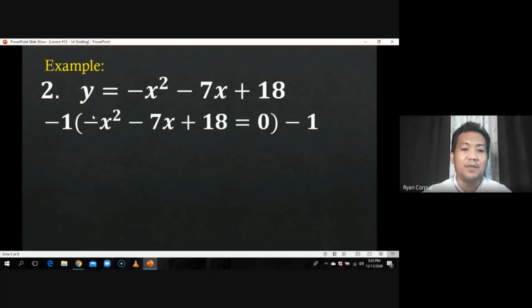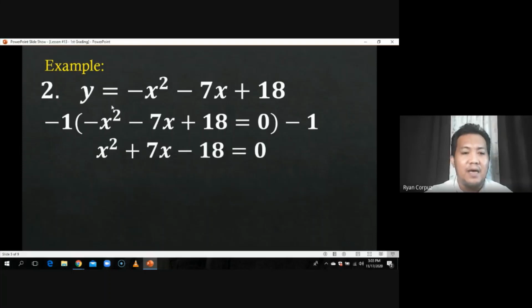So what we're going to do here, when we equate it to 0 to come up with a quadratic equation, let's make the numerical coefficient of the quadratic term positive. That is by multiplying both sides of the equation by negative 1. If you're going to do that, all the terms will change their sign. So it becomes x squared, then from negative 7x it becomes plus 7x, from plus 18 it becomes minus 18 equal to 0.